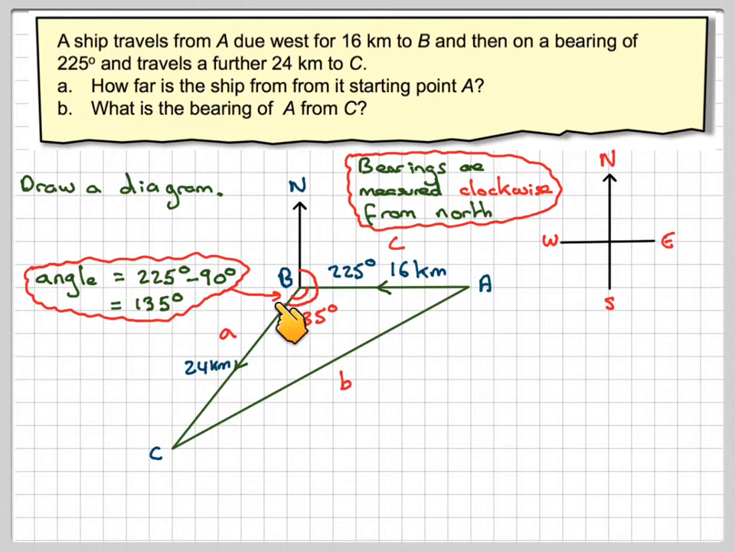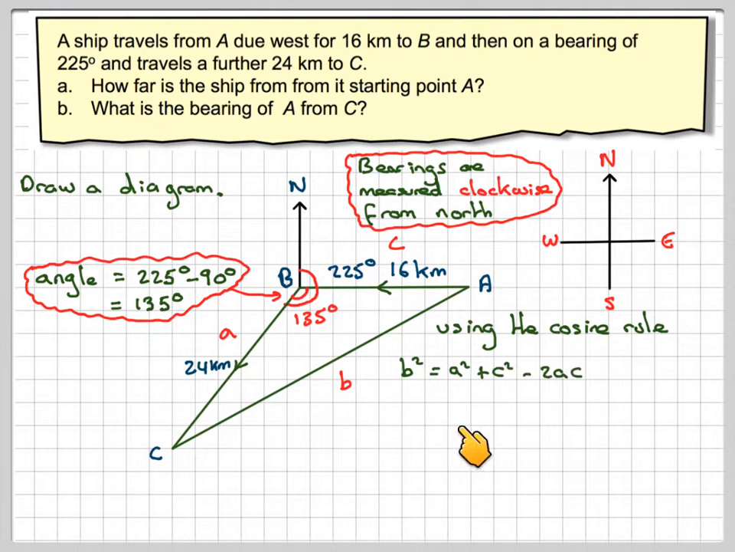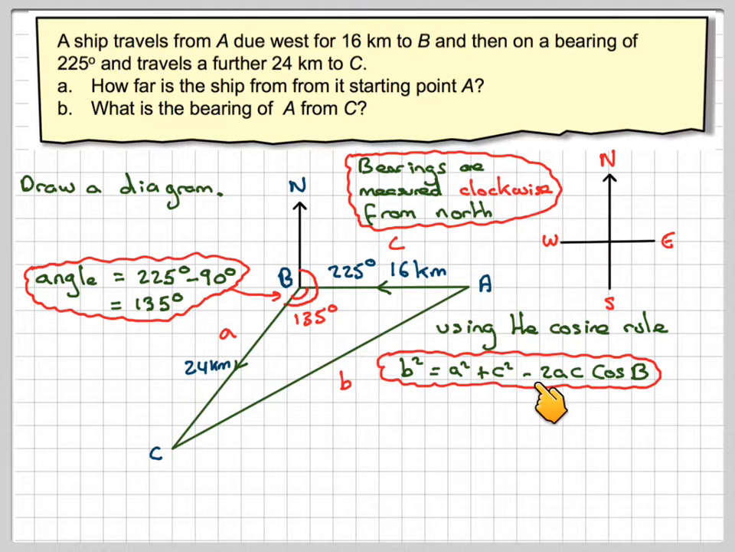Now what I've got is two sides and the included angle, so I can use the cosine rule. Remember, that's one of the times we use the cosine rule. Writing it out, b squared is equal to a squared plus c squared minus 2ac cos B. So we will put in the numbers now. a squared is going to be 24 squared, plus c squared, which is 16 squared, minus 2 times 24 times 16 times the cos of the angle between the two sides, which is 135.